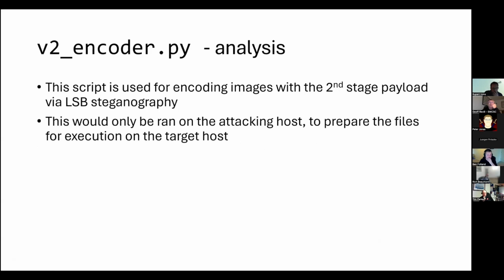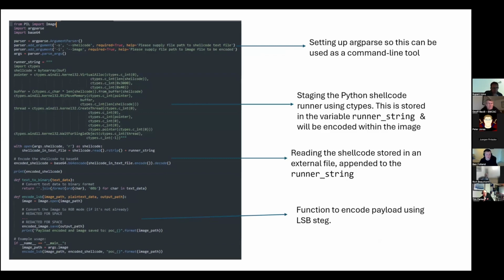There are 2 scripts. They're Python scripts. One is used for doing the encoding. So you've got your legitimate image, and you've got your malicious code, your shell code, which you want to encode in it. And the other one does the reverse. It takes the image, extracts that and runs it. So this is the script which encodes it.